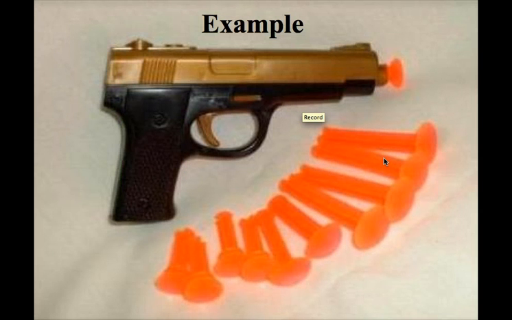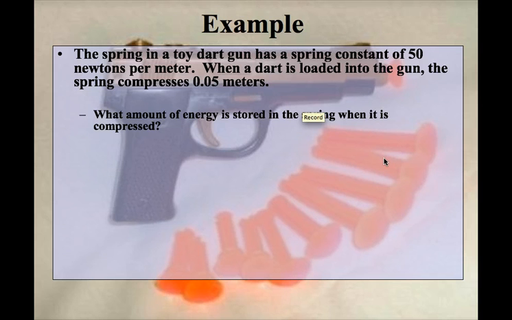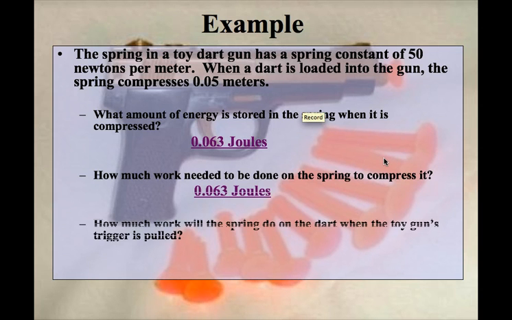Let's try another problem. Here we have a dart gun, spring dart gun with a constant of 50 newtons per meter. The dart's loaded into the gun, the spring compresses 0.05 meters. How much energy is stored when it's compressed? 0.063 joules. How much work needs to be done to compress it? Well, work in, work out. Yeah, the same 0.063 joules.